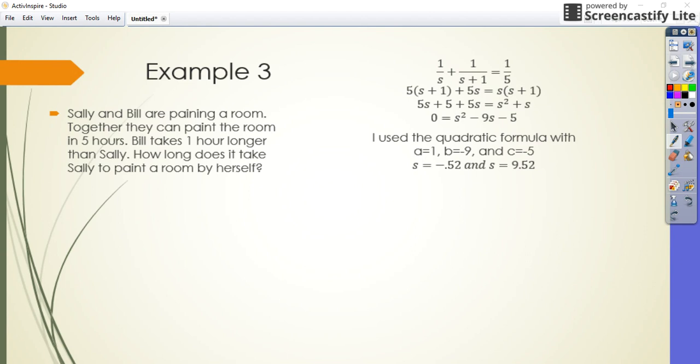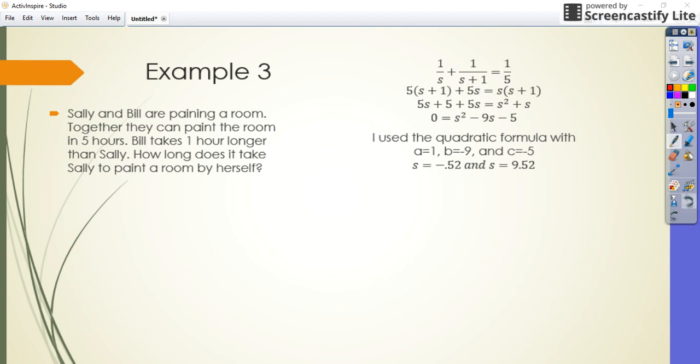Now, the thing is, I didn't give you tons of information on here. So Sally and Billy are painting another room. Together, they can paint the room in 5 hours. Bill takes 1 hour longer than Sally. How long does it take Sally? So here, the only number I actually gave you was the time together, which was 5 hours, which is where that 1/5 came from, right?